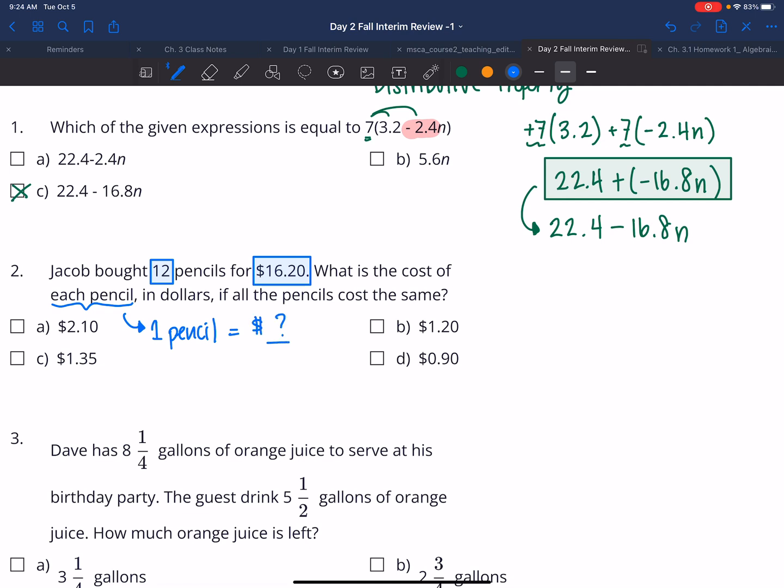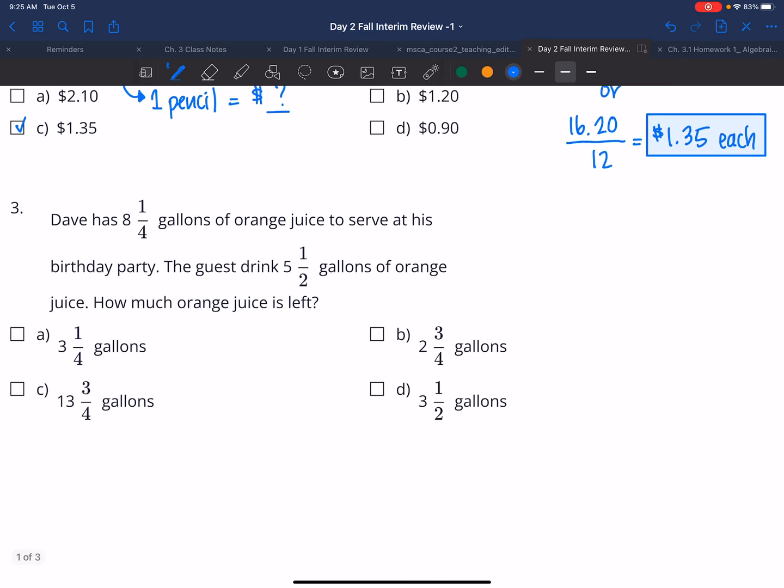So quickly we can take $16.20, divide that by 12, or you can write 16.20 over 12. Either way, just use a calculator. So what do you press first? You press 16.20, hit the division, press 12 and press equal, and you get $1.35 each. Box my answer so we know. Make sure you do that on your paper as well, so I can see that you wrote this down.